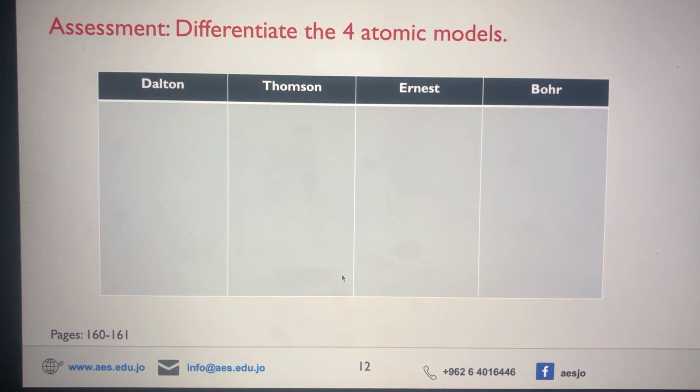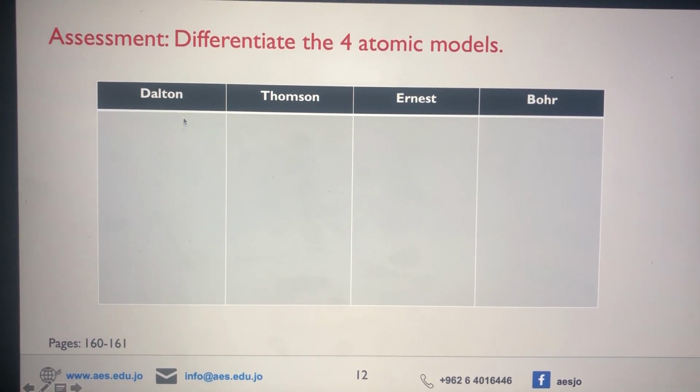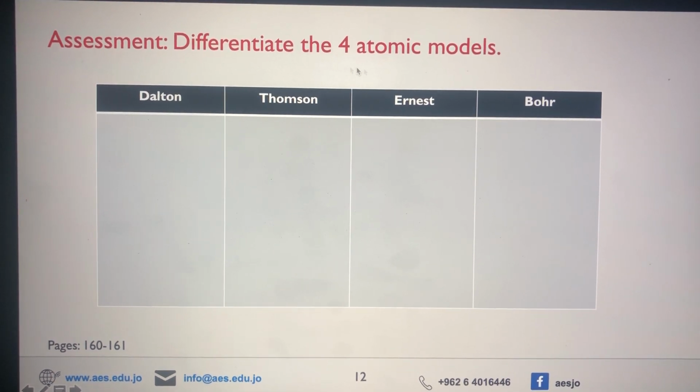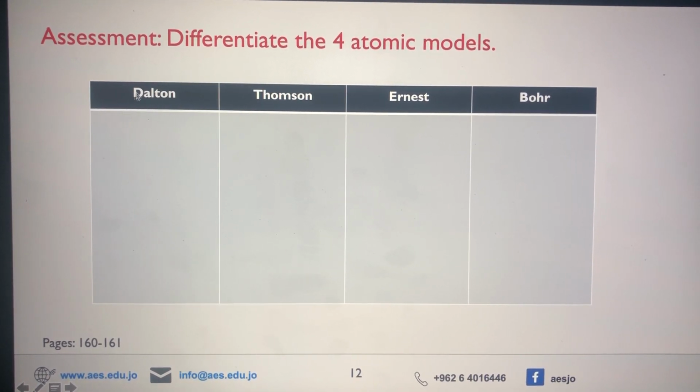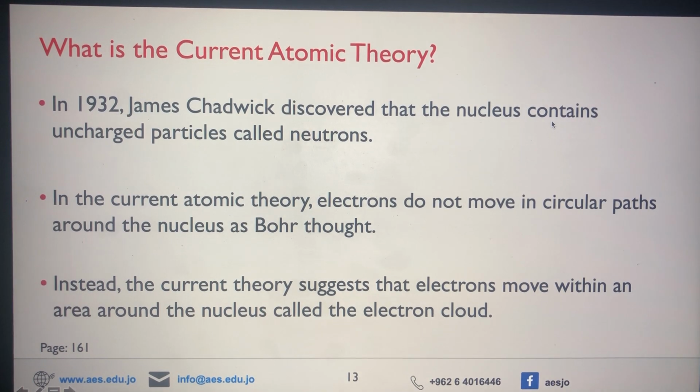So based on the following information and using pages 160 and 161 from your book, please solve the table below. Differentiate the four atomic models based on Dalton, Thomson, Ernest, and Bohr's models.